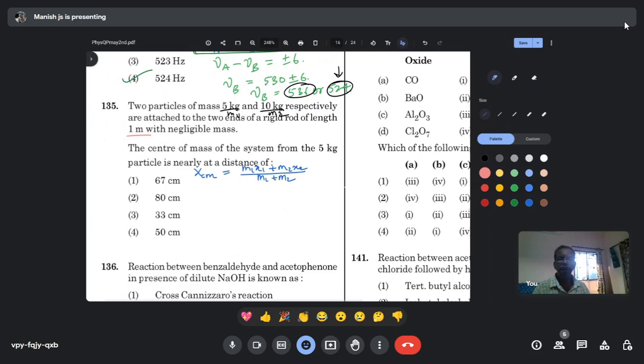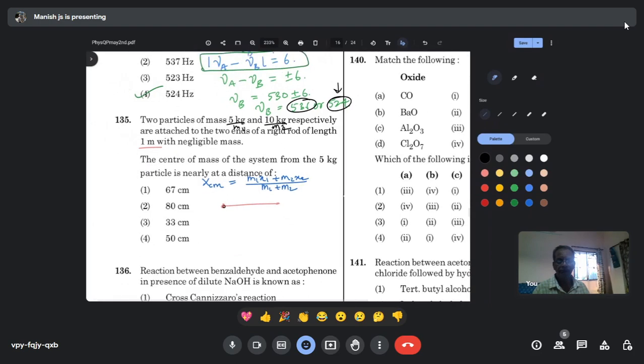If you consider one of the points to be the origin, so draw the figure, say this is the rod. At this end I have the 5 kg mass, at this end I have the 10 kg mass. If the 5 kg mass is towards the left and that is the origin, obviously x1 is going to be 0 and x2 here is going to be 1 meter because the length itself is 1 meter.